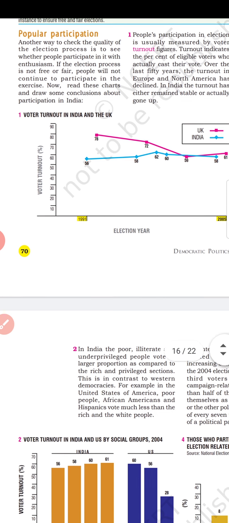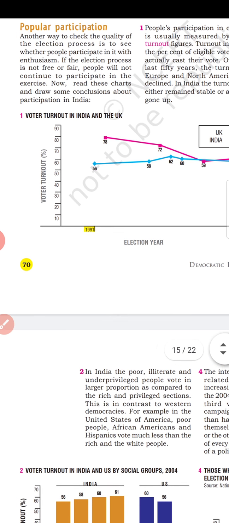Now let us see another way to check the quality of the election process is to see whether people participate with enthusiasm. If the election process is not free or fair, people will not continue to participate in the exercise. Now read the charts and draw some conclusion about participation in India.